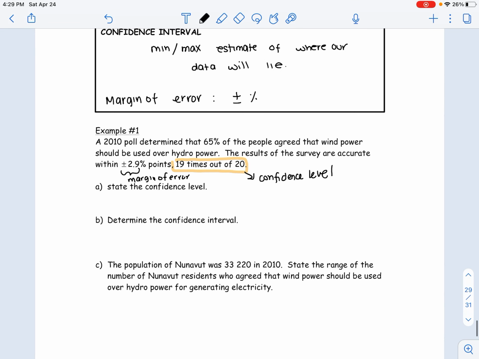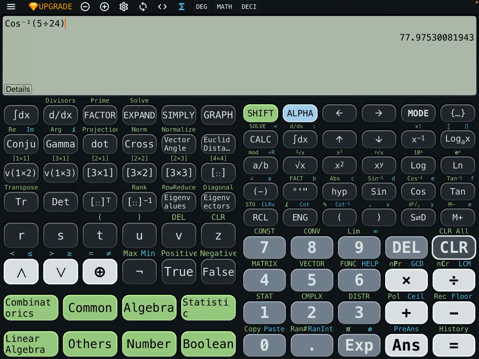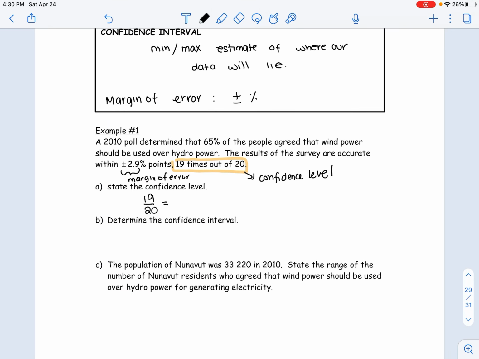So for the first one, they ask to state the confidence level. You're going to take 19 divided by 20, and you're going to change that to a percent. So we want to use our calculators to divide and then multiply by 100. In a scientific calculator or a graphing calculator, 19 divided by 20 gives me this. Always multiply by 100 because we need the percentage, which is 95%. That's our confidence level. So we have a 95% confidence level that our data will fall between this interval once we create it. So always multiply by 100 to get your percentage, which is 95% confidence.